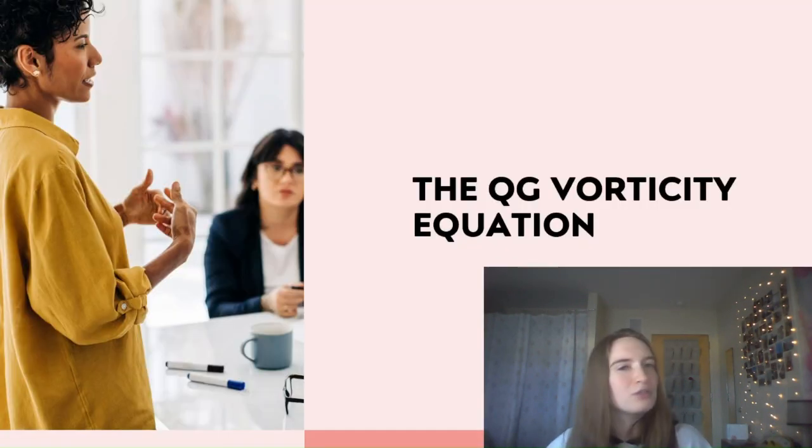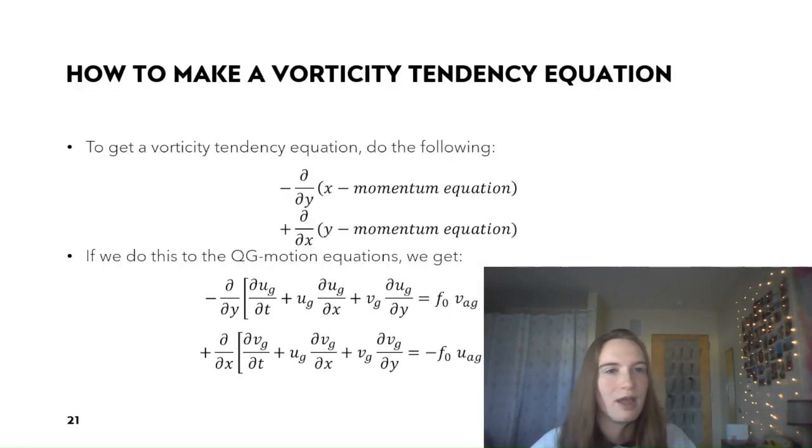So we're going to talk about the QG vorticity equation. So here's how we make any vorticity equation. You're going to do negative d/dy of the x momentum equation and positive d/dx of the y momentum equation. That's how you make a vorticity tendency equation. Now remember, tendency here, that means how is vorticity changing? How is it changing as time goes on?